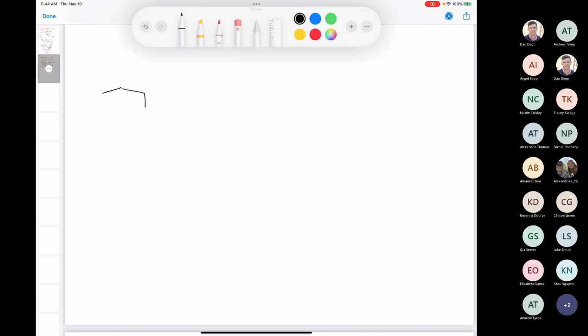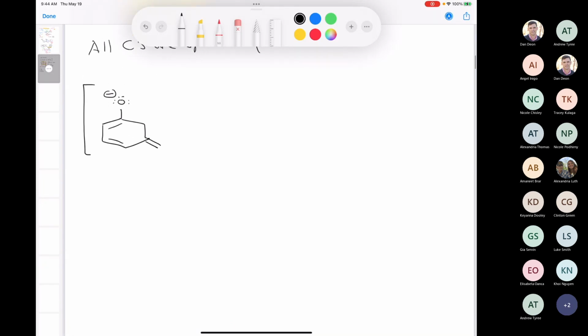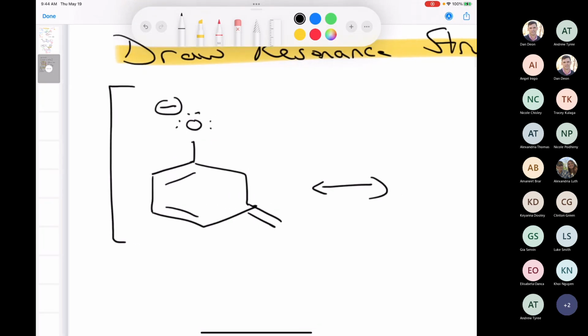Let's say we have a 6-membered ring. We got 2 double bonds. We have an oxygen with a negative charge, and we have a double bond over here. And what we want to do is draw resonance structures for this ion. Okay. Well, the first thing I'll ask you is, does anybody recognize any of the patterns in this ion? Any of the 5 patterns that we looked at?